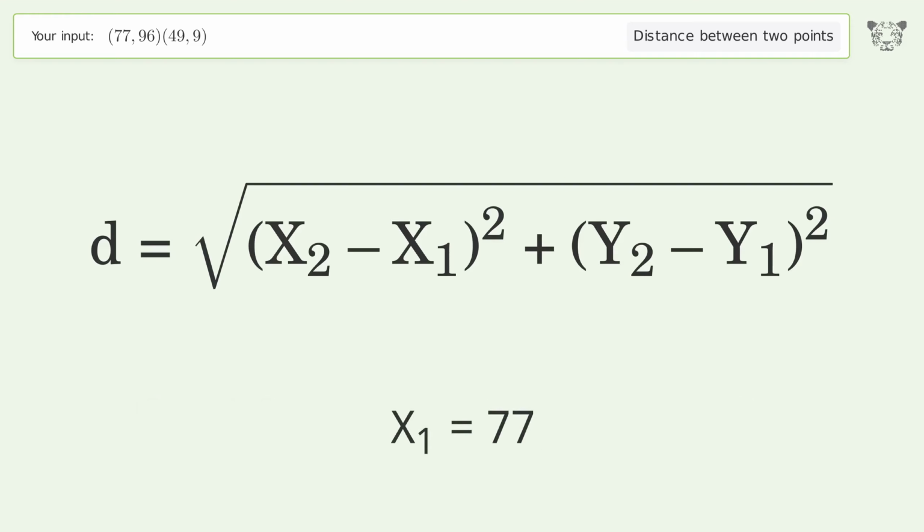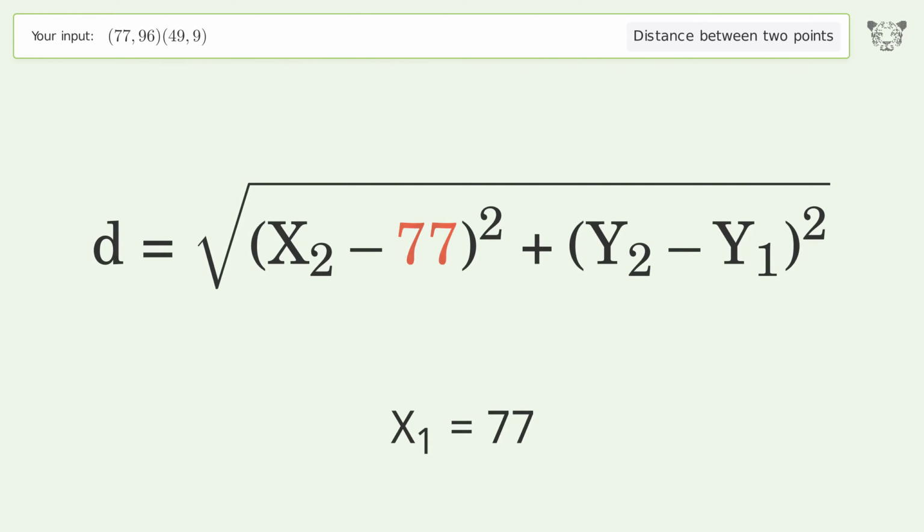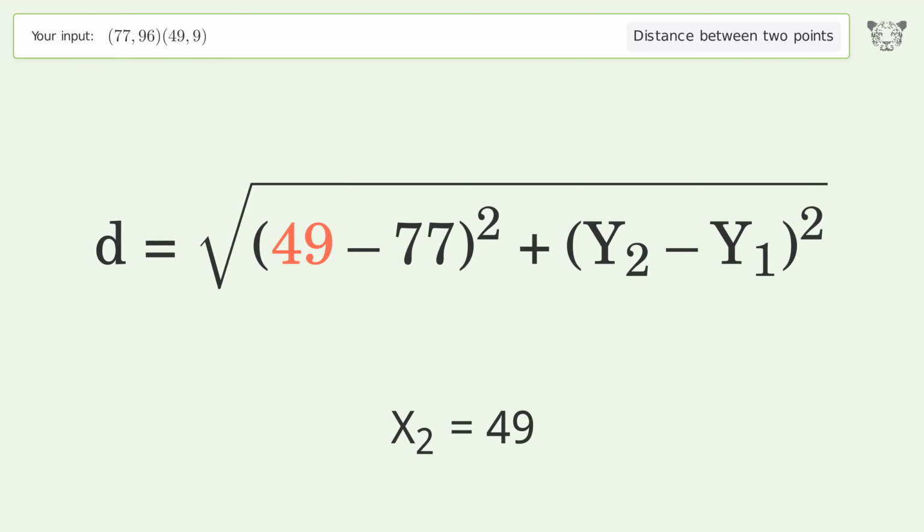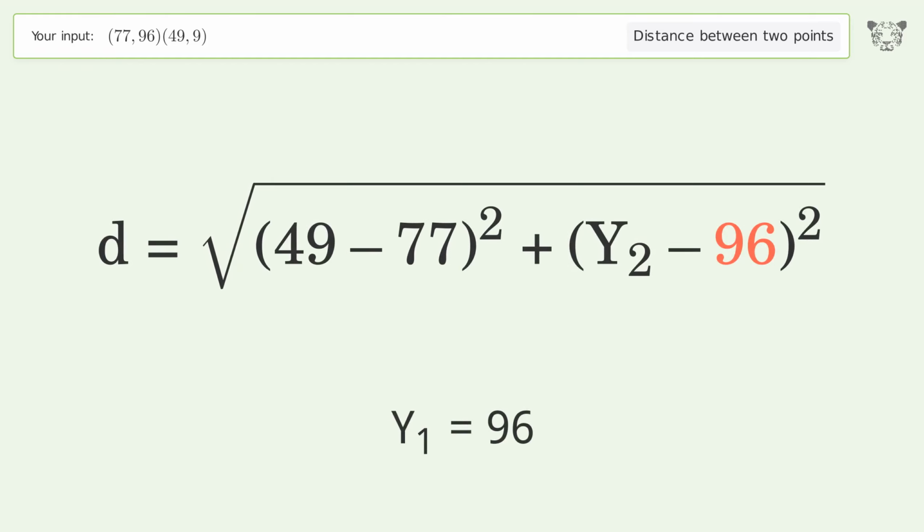x1 equals 77. x2 equals 49. y1 equals 96. y2 equals 9.